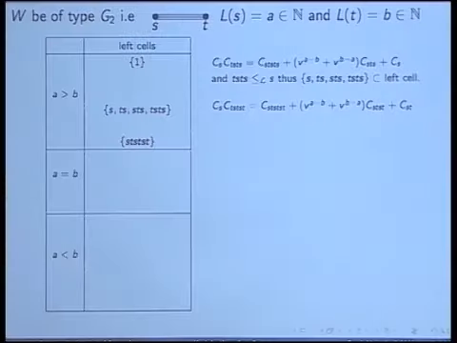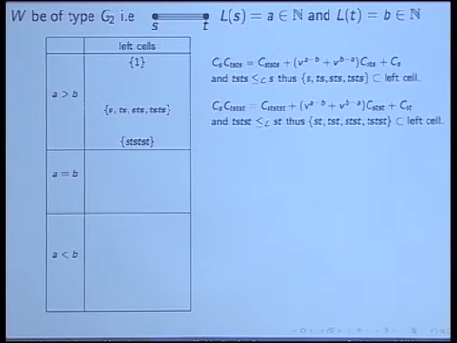Well, you can do the same thing with some other element. Here you have ST, which is less or equal to TS, TST, and you get that this is a left cell. And the last two things are left cells on their own.